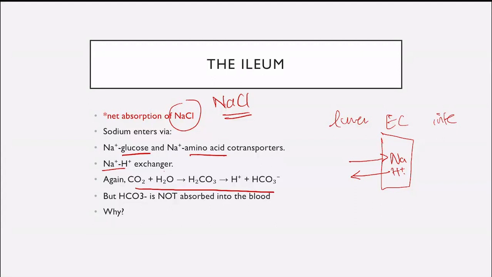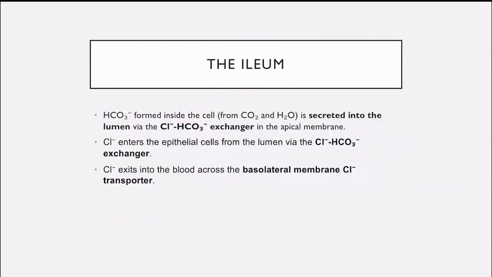But in this case, the hydrogen carbonate, which was absorbed into the blood in the case of the jejunum, is actually not going to be absorbed into the blood in the case of the ileum. Why is this? Let's read. Hydrogen carbonate formed inside the cell from CO2 and H2O is secreted into the lumen via the chloride-HCO3 hydrogen carbonate exchanger in the apical membrane.